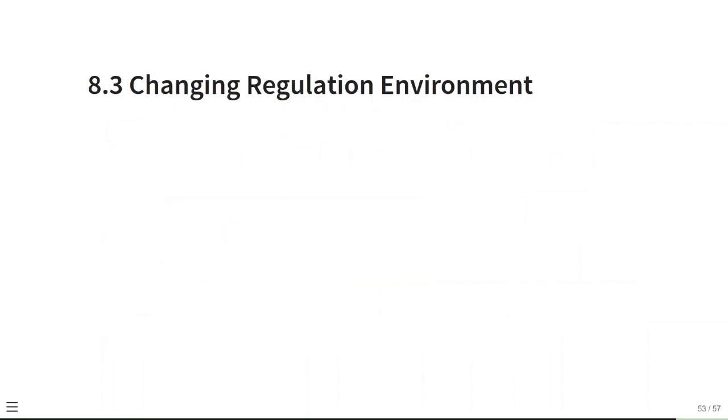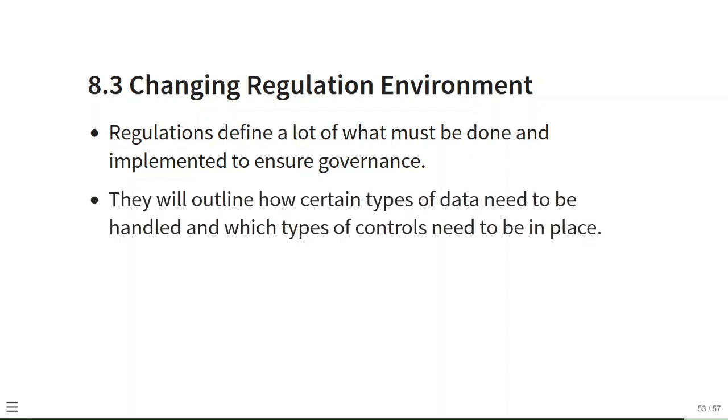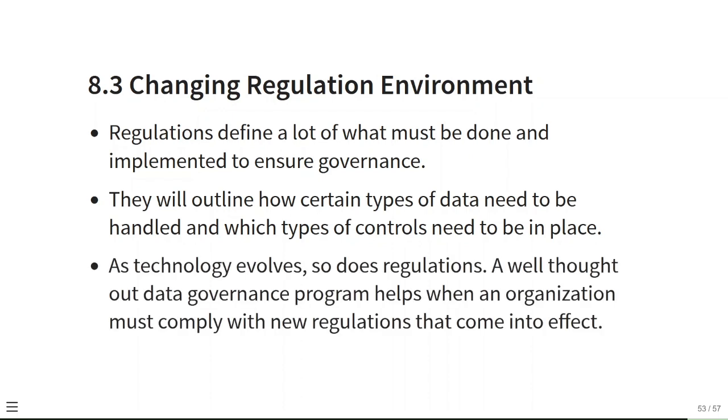Changing regulation environment. Regulations define a lot of what must be done and implemented to ensure governance. They will outline how certain types of data need to be handled and which types of controls need to be in place. As technology evolves, so do regulations. A well thought out data governance program helps when an organization must comply with new regulations that come into effect.